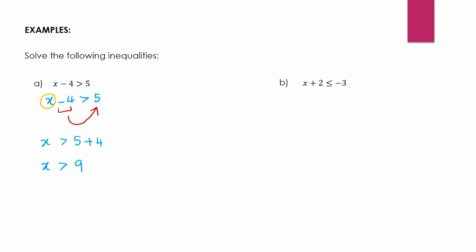Now for question B, again we copy the question first. x plus 2 less than or equal to -3. I want the x, so I'll keep it. The friends are +2. I will bring these friends to the right-hand side. So now I have x less than or equal to -3 minus 2 at the right-hand side. So this is x less than or equal to -5.